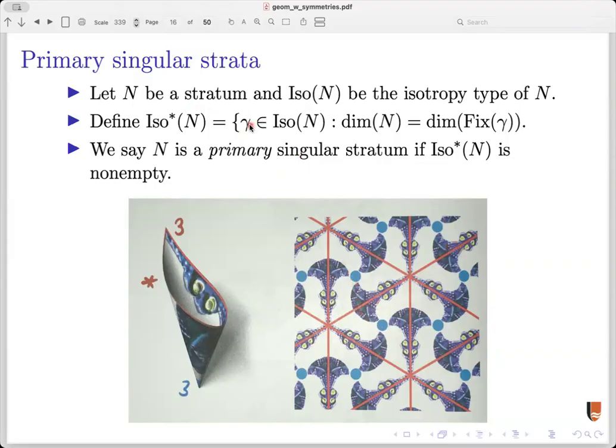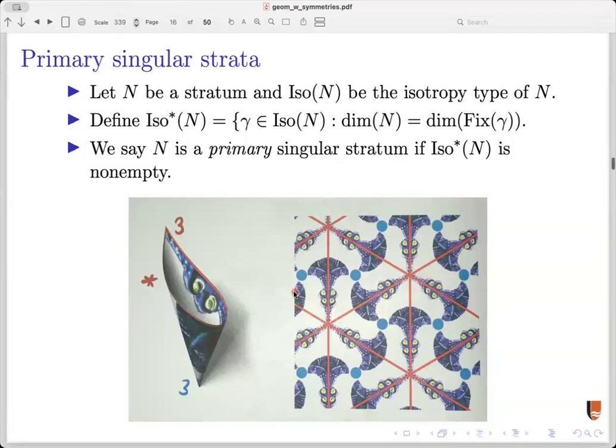So if you choose a reflection out of the isotropy group, those fix an entire line of points, which is higher dimension than the stratum itself. So those will not be an isostar. So this certainly is a primary singular stratum, this corner reflector, because of those rotations.